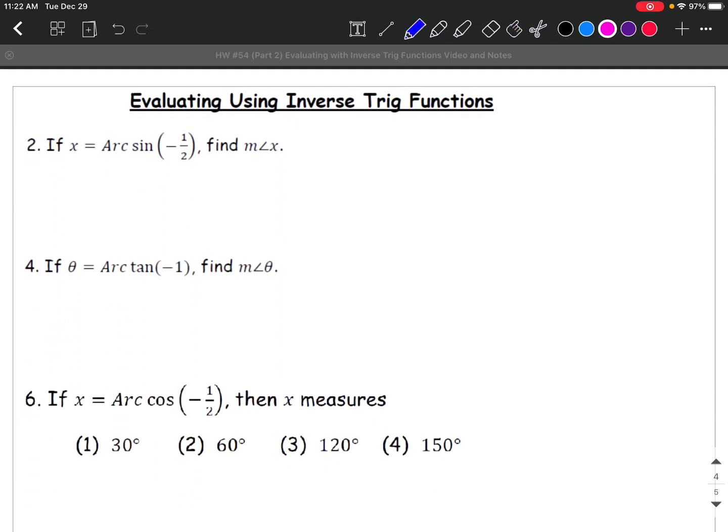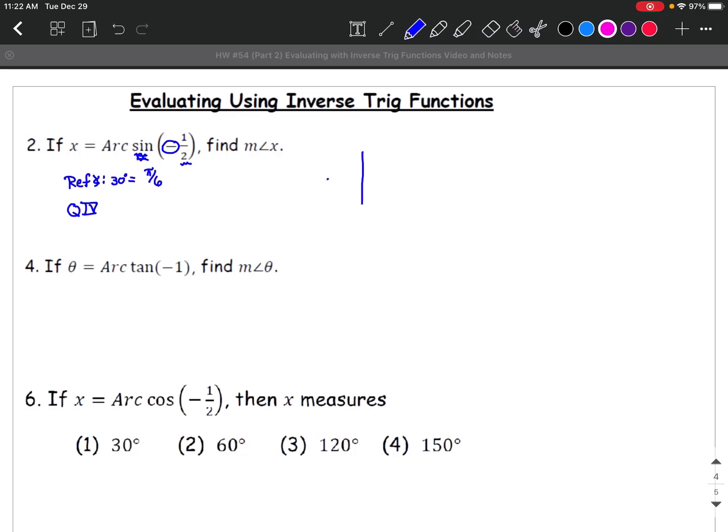So here's the first one. If x equals the arc sine of negative 1/2, we want to find the measure of angle x. Now notice this negative. Sine is only negative in quadrants 3 and 4. We're not allowed to be a third quadrant angle though. So we're looking at quadrant 4. Now what's the reference angle? What angle has a sine of 1/2? That would be 30 degrees, or the better answer, pi over 6.